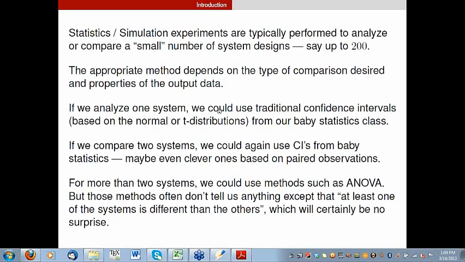Now the interesting thing comes about if the goal is to compare more than two systems, and then we have this analysis of variance that people take maybe in a second statistics course, and those are very nice techniques. Typically, those are used to test a very specific hypothesis. Namely, suppose you have 10 different systems, and they want to know, well, are the means of these systems all the same?